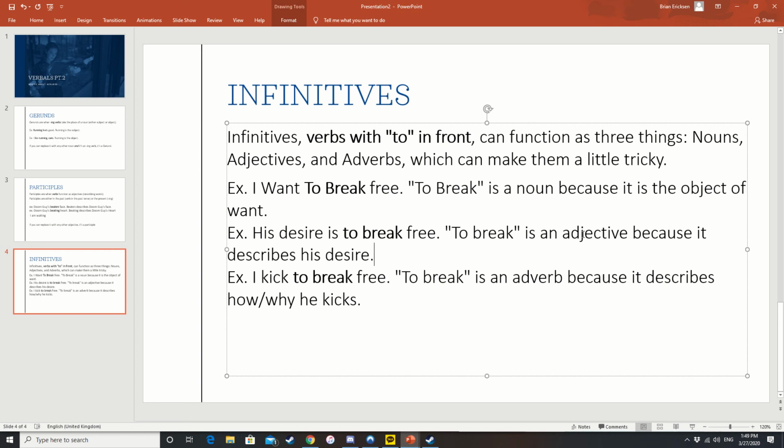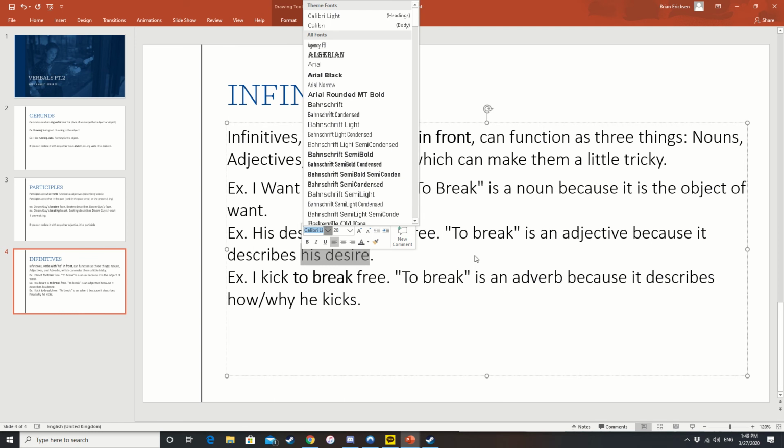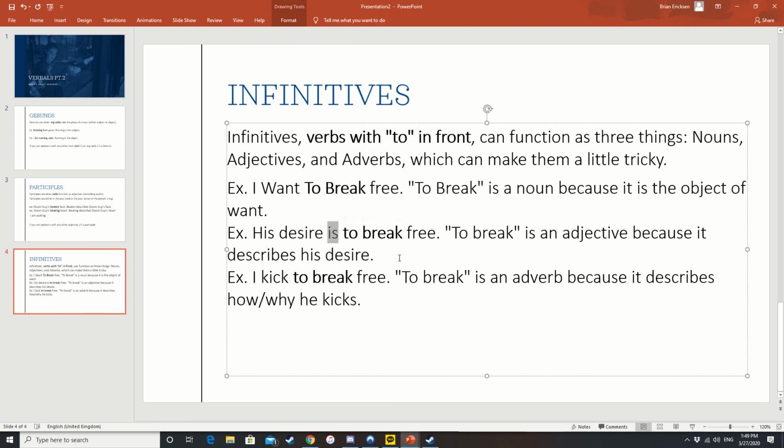It is an adjective here because it describes his desire, right? Whenever you see a to be verb, such as is, am, were, was, the next thing that happens is probably going to be an adjective. Okay? I kick to break free. Why is he kicking? To break free. That makes to break an adverb because it describes how or why he kicks.